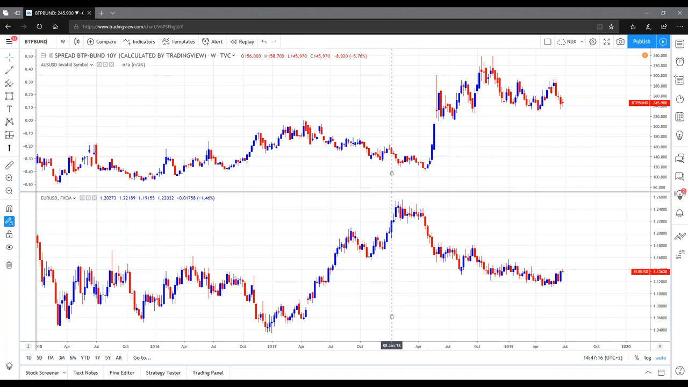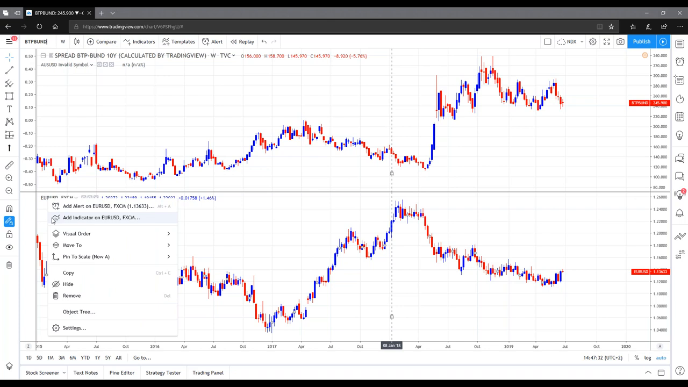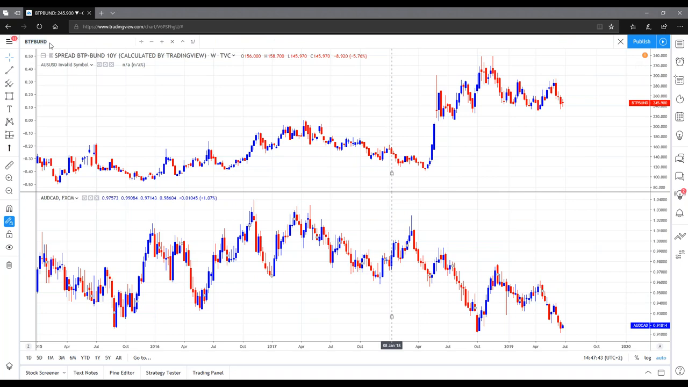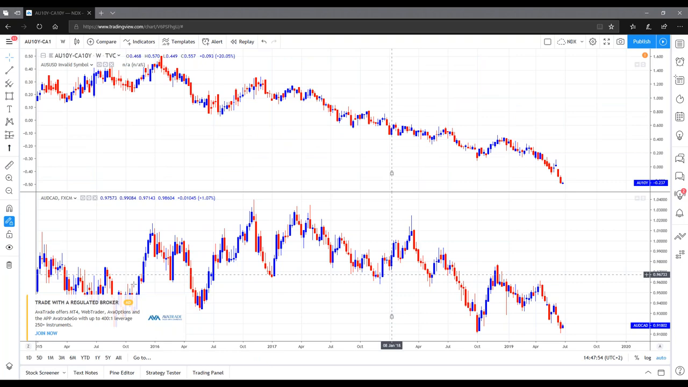Okay. Let's do one more together. This is going to be a cross. Let's do the Aussie versus the CAD. See what's happening with the Aussie versus the CAD. Okay. So what I would do here is AU 10-year minus CA 10-year. And let's see if we can pick up the relationships.